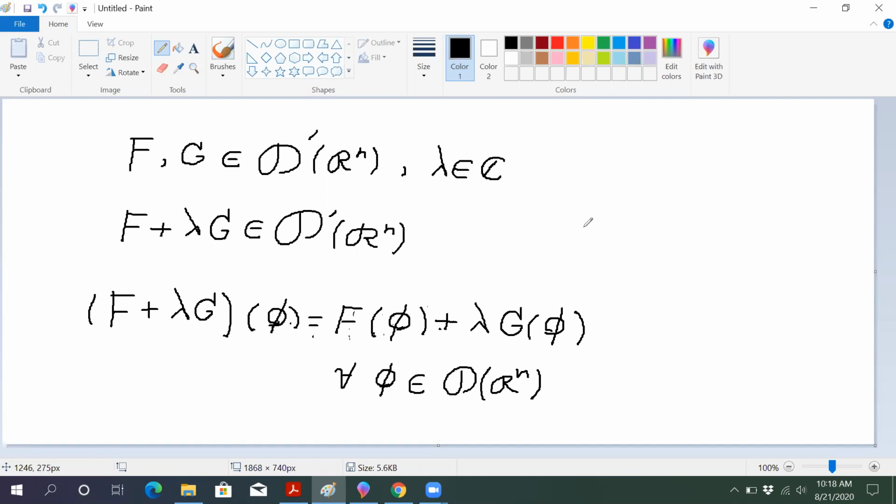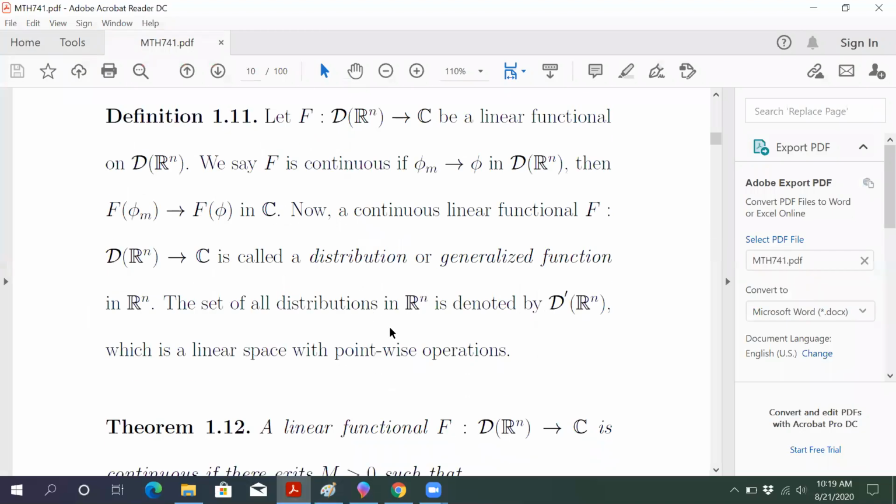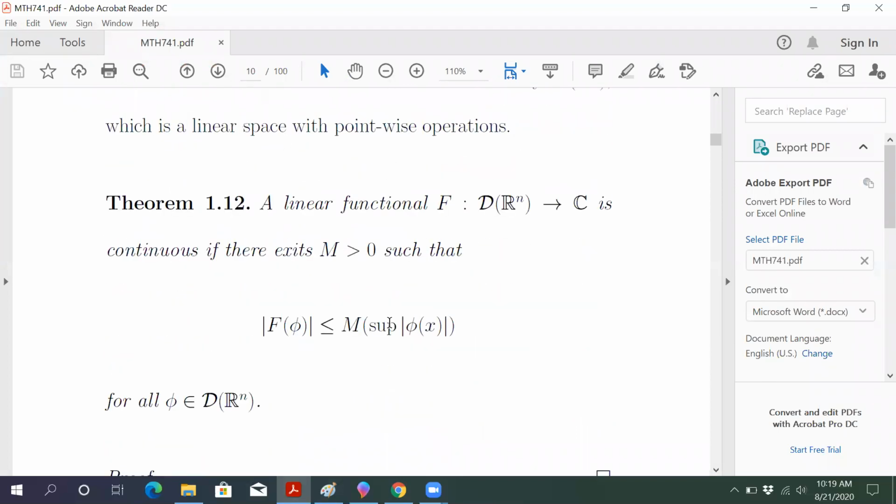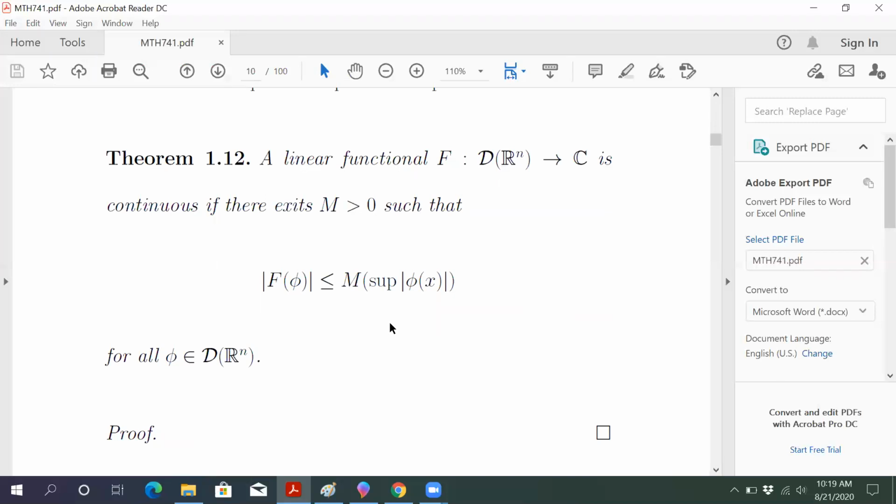Okay, you make a note, then we continue. Okay, let's go back here. Now, next we have a theorem. I'm going to mention this theorem without proof. The proof is not required.